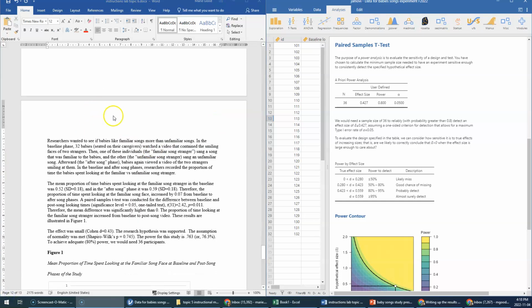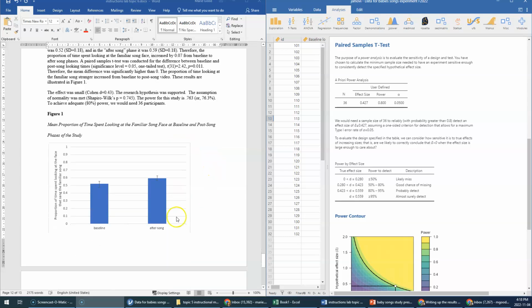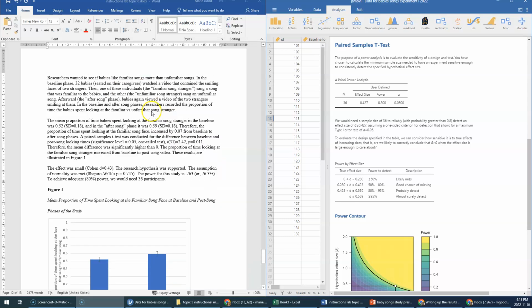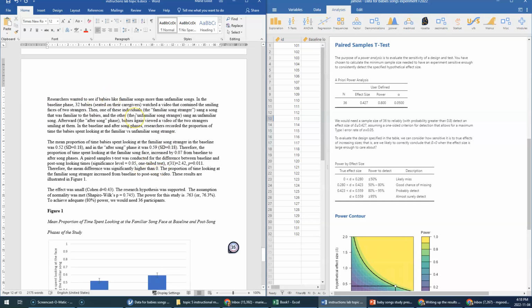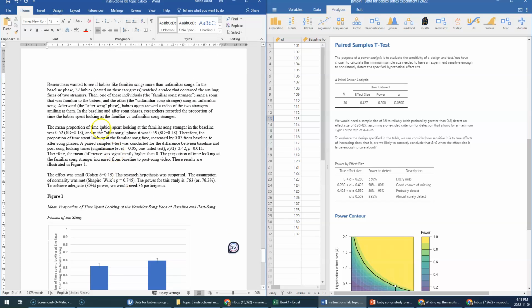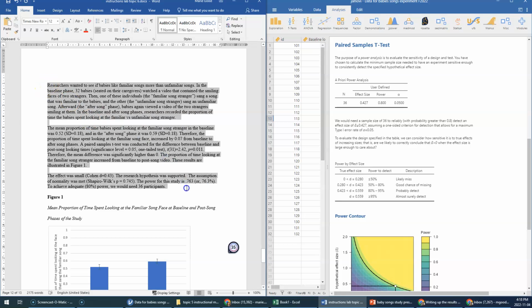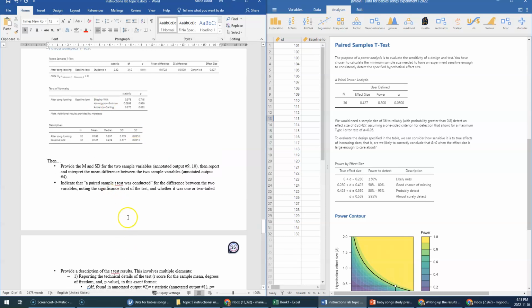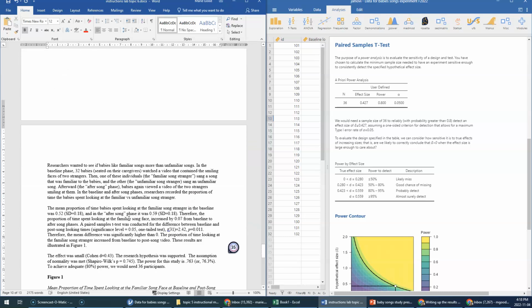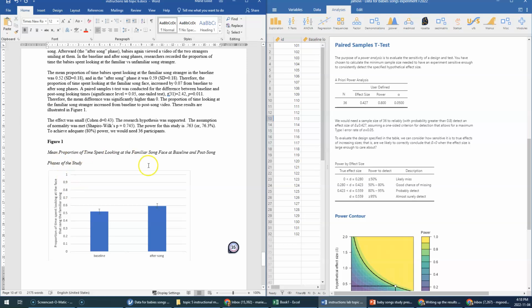Okay, and I just went and cleaned that up a little bit, but that's what an APA style report of the results of a dependent means or paired sample t-test looks like. You have your write-up here. Make sure you incorporate all of these elements in the instructions, and then you have your figure illustrating the results.